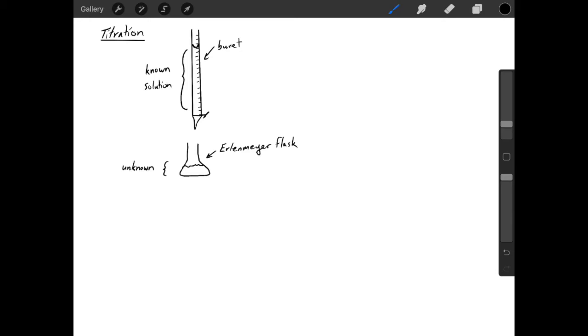And because the burette is graduated, you can know the exact volume that you've added into your Erlenmeyer flask, and because you know the volume you've added and you have the concentration of that known solution, you can work out the number of moles that were added, which means you can then use a mole ratio to figure out how many moles of unknown were in your Erlenmeyer flask. So we'll do an example of a titration using an acid and a base.